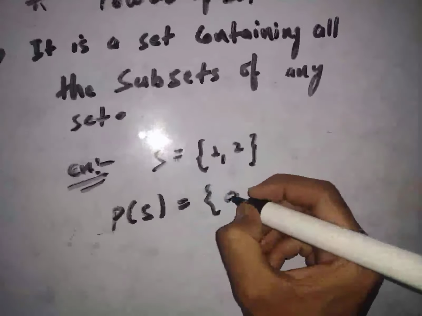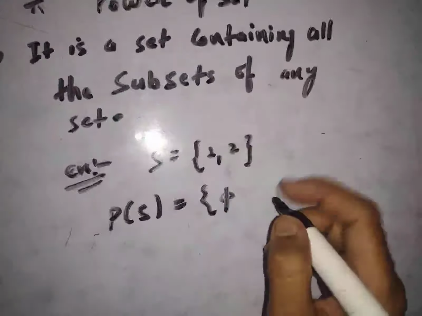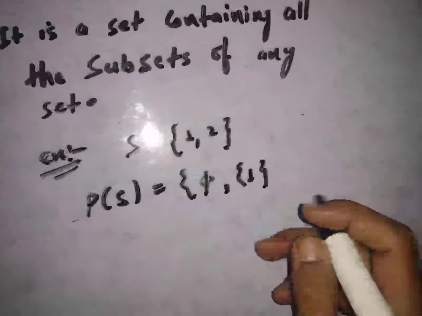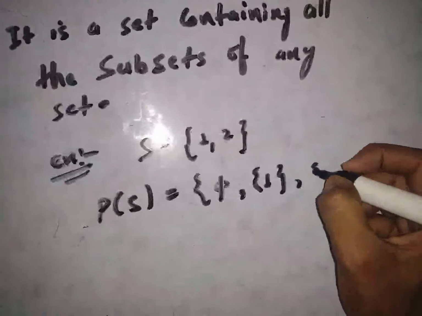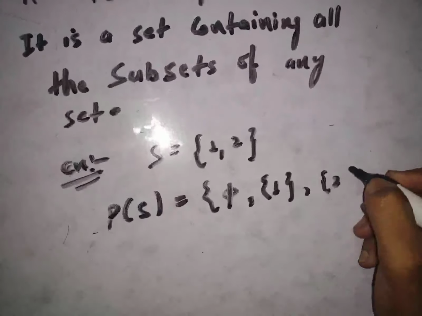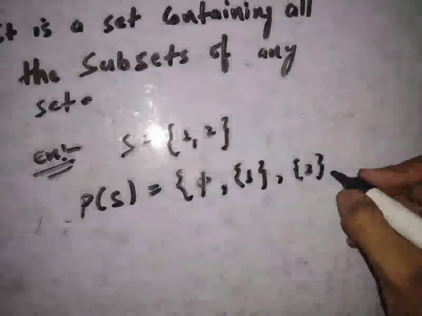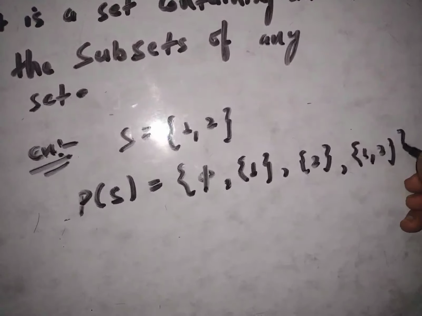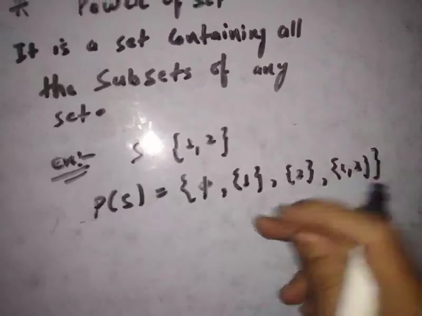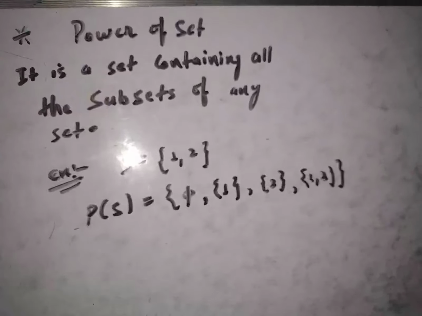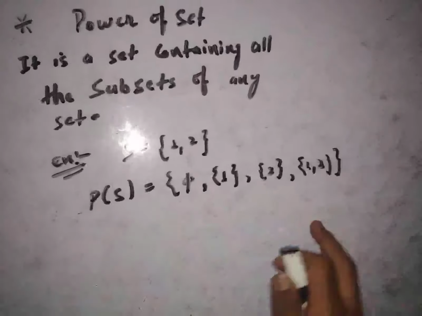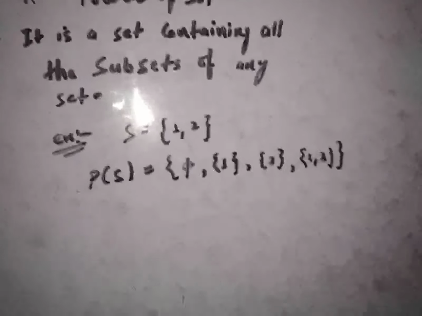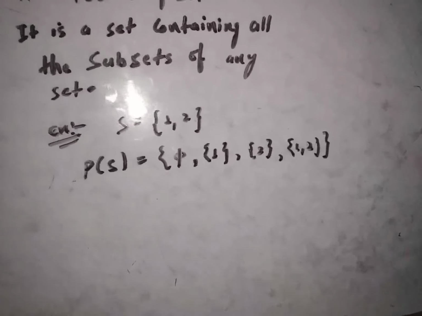So this contains the null set, which is also a subset. This contains 1. 1 is also a subset of S. It contains 2. 2 is also a subset of S, and it contains 1 and 2. 1 and 2 together are also a subset of S because a set also contains itself. So this is the power of a set. A set containing all the subsets of any set is called the power of a set. So that's all about that.